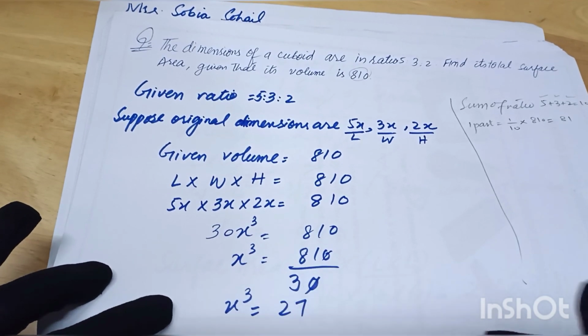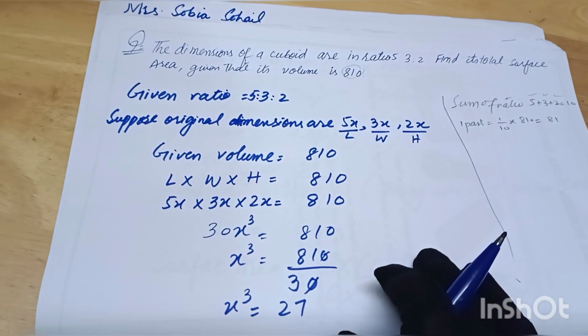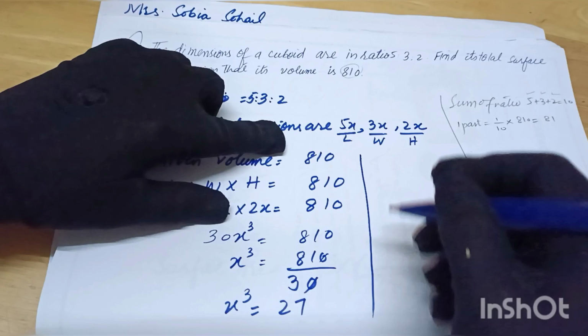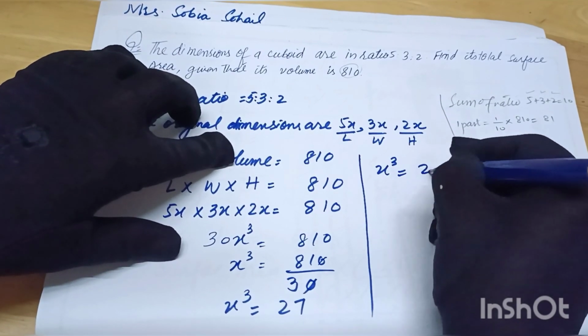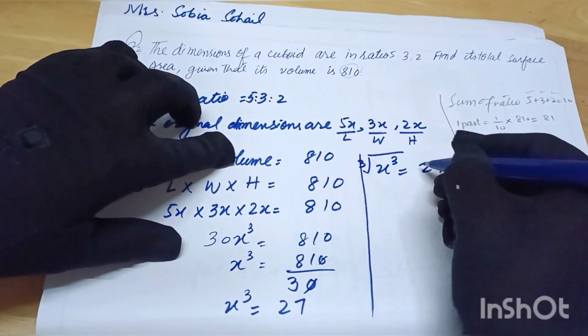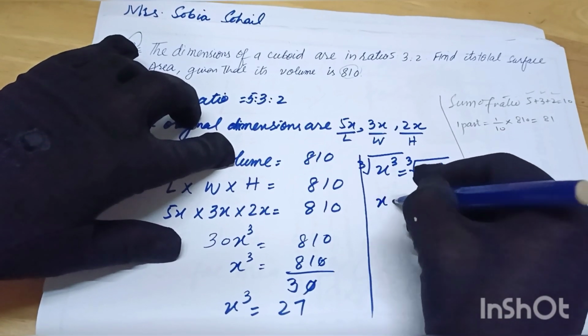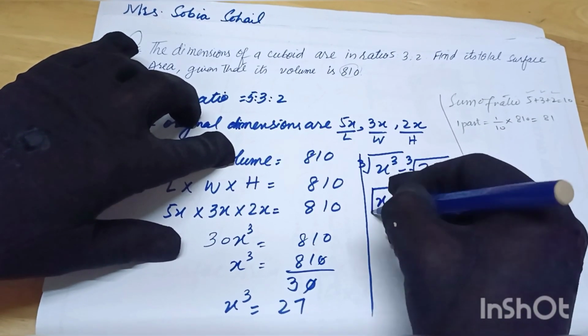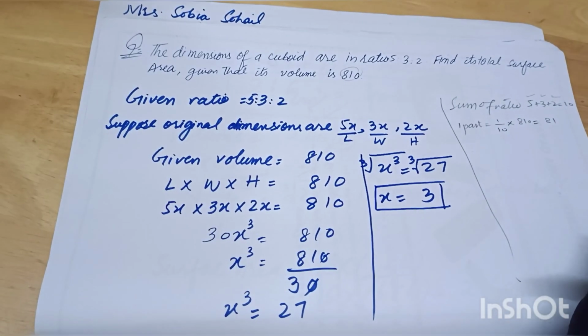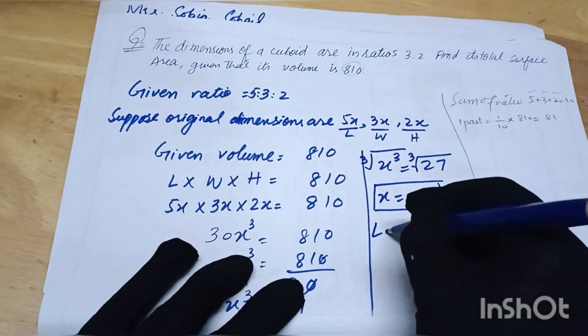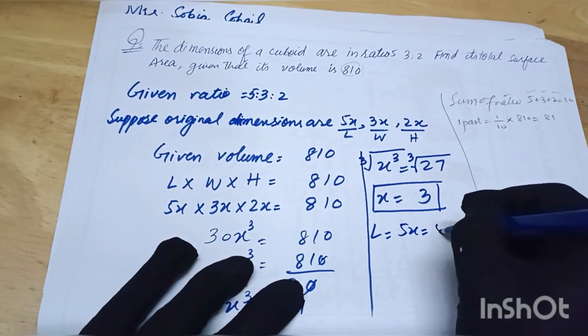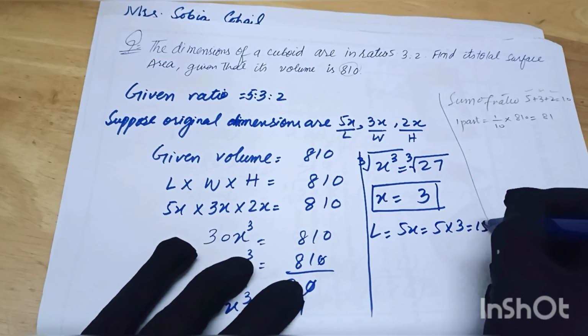If x cube equals 27, then take the cube root on both sides. X cube equal to 27, take cube root here and cube root here. X is equal to 3. Now you have found the value of x. So length will be equal to 5x, that is 5 times 3, 15.